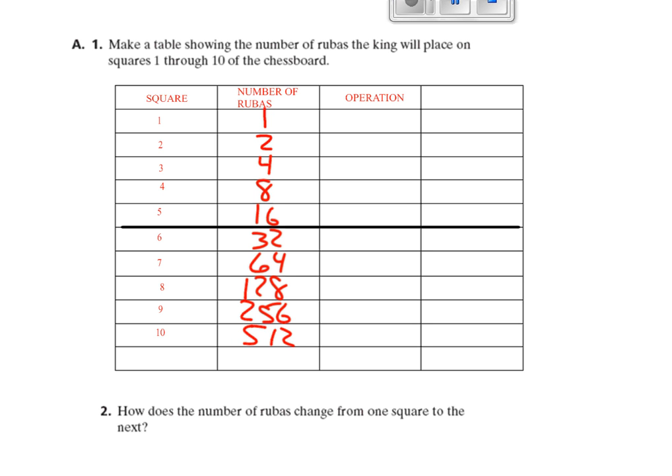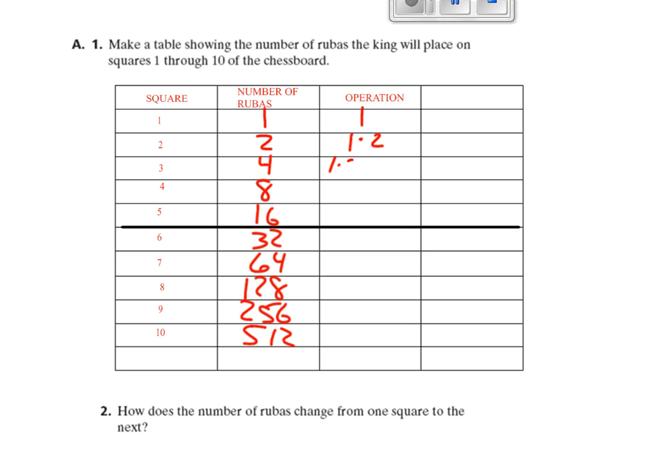Okay, you should have said, hey, it's doubling. We're going 2, 4, 8, 16, 32, 64, 128, 256, and 512. That's awesome, doubling. So what operation is going on? Now we're going to do this similar to the amazing Chen yesterday. We had one ruba on square 1, and we're doubling it, so we're going to take that times 2.